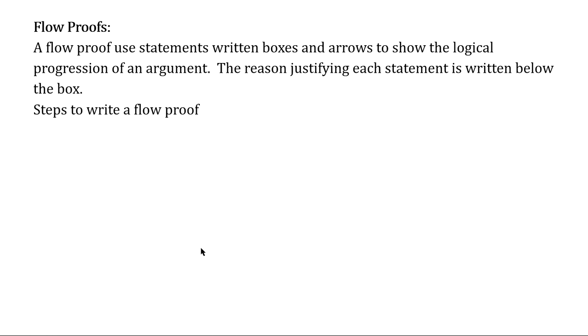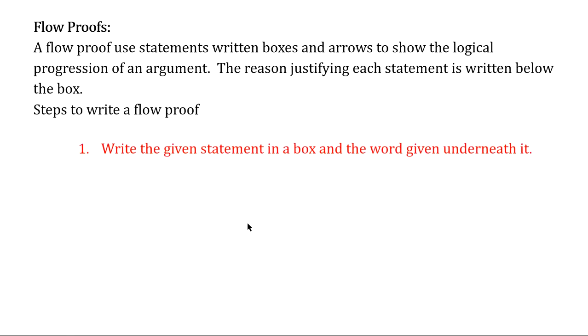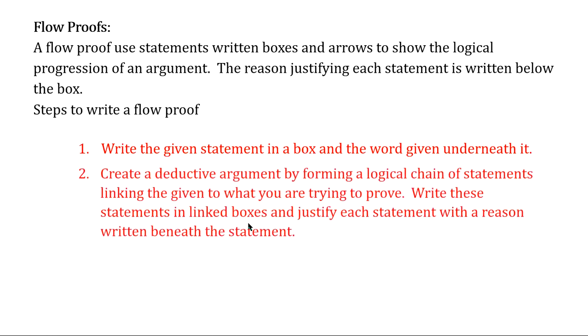But the steps to write the flow proof are, we're going to start by writing the given statement in a box with the word given underneath it. So if you're told, given triangle ABC is a right triangle, then your given is going to be triangle ABC is a right triangle in a box. Underneath that, it'll say given with an arrow coming off that to the next logical statement. Then the second step is going through and creating our deductive arguments for each chain of events in the statements.